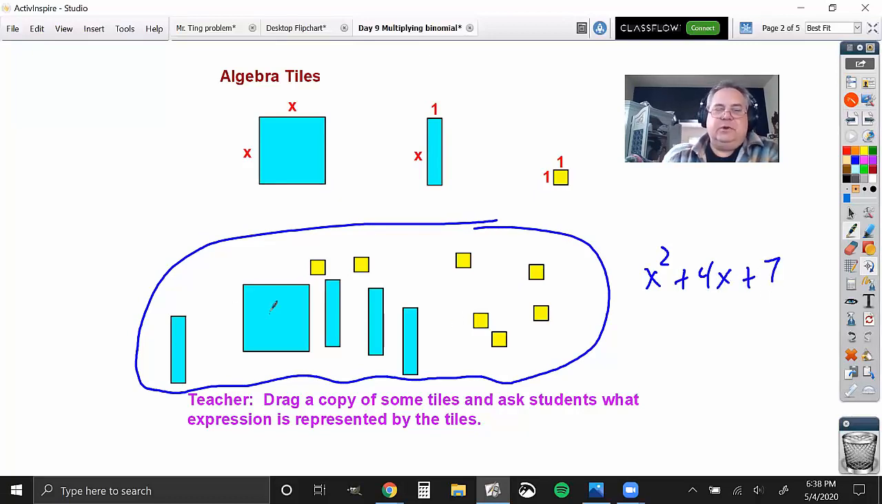Because there's an x squared, there's 4 x's, and there's 7 little unit tiles. We had this before, it's called a pile of tiles, but this is the simplest way to write it. If we had thrown another tile in here, we would have called this 2x squareds. We're going to use that idea today also.